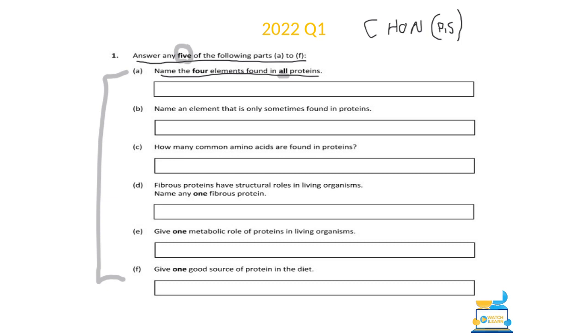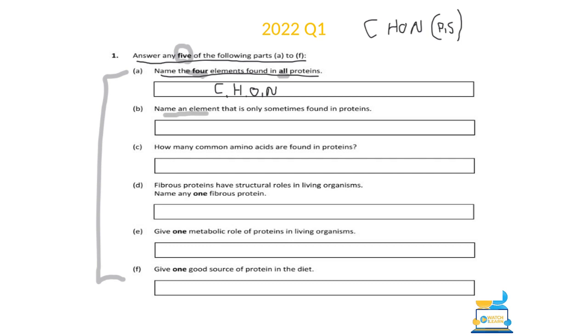So the 4 elements that are found in every single protein is carbon, hydrogen, oxygen, and nitrogen in every single protein. And again, it's very important that we read the question and we again highlight that they're asking for 4. So we do not put down the 6 elements that may be found in proteins. So really important we take our time to read the question.